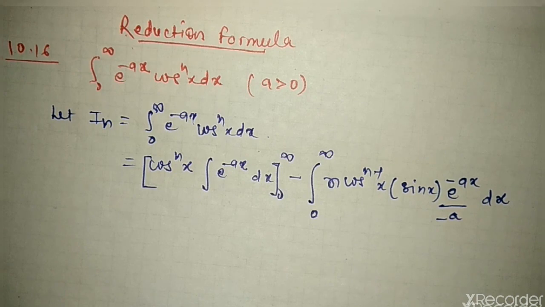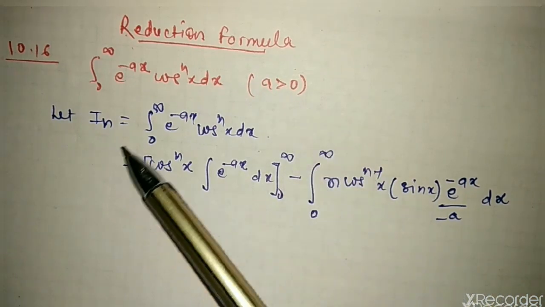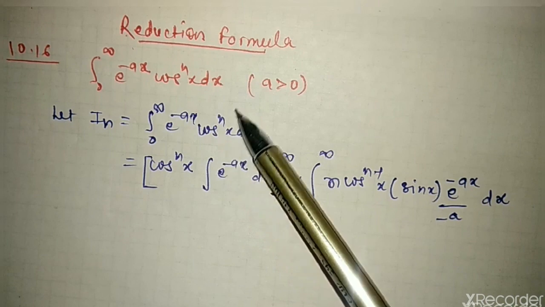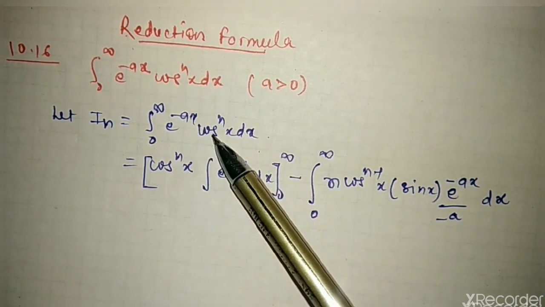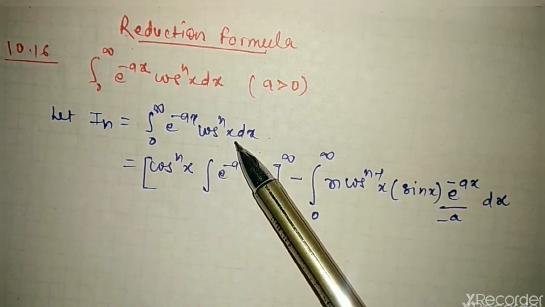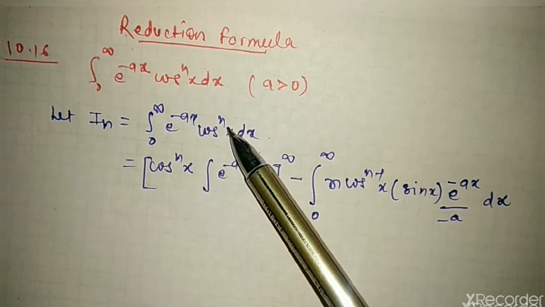Today we will discuss the reduction formula for the integral from 0 to infinity of e to the power minus ax cos nx dx, for a greater than 0. To solve this problem, let In equal the integral from 0 to infinity of e to the power minus ax cos nx dx. Since this is a product of two functions, an exponential and a trigonometric, we use integration by parts, and we first take the first function as cos nx.